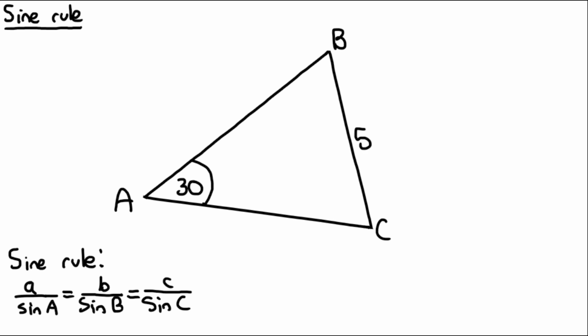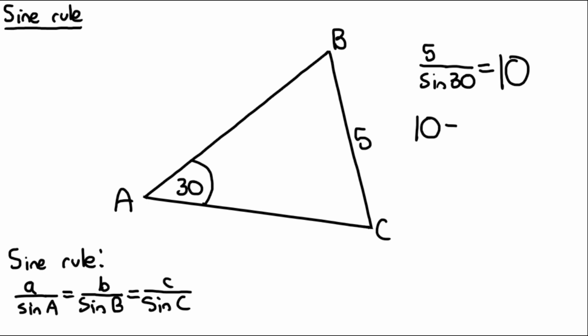Well, we have this pairing of an opposite side and its angle, and therefore we can fulfill one of the parts of this equation. So let's just do the a part here. It's going to be 5 over sin 30, which if you put that into a calculator is equal to 10. So that means we've completed one part of the equation.